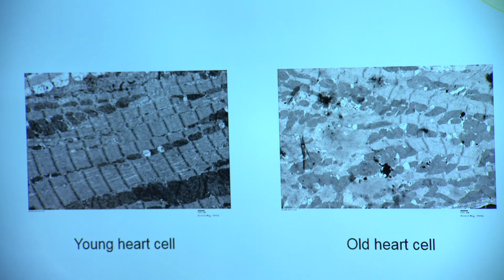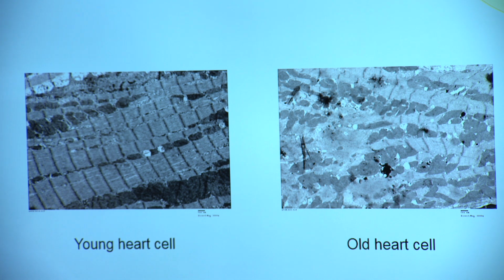But as we age, things change. And here at the Open University, we've got a fantastic electron microscopy suite. And we can look at the ultrastructure of these cells and see what happens as we age. On the left, you can see just a small representation from a healthy, young heart cell. And you can see these beautiful striations again.